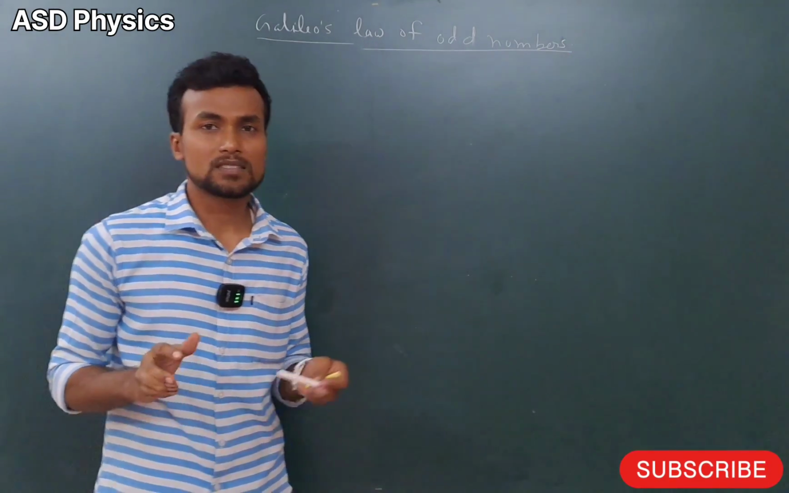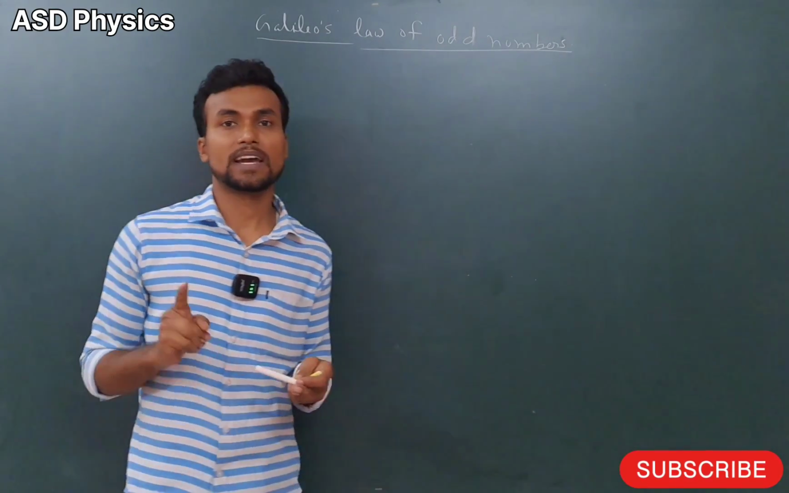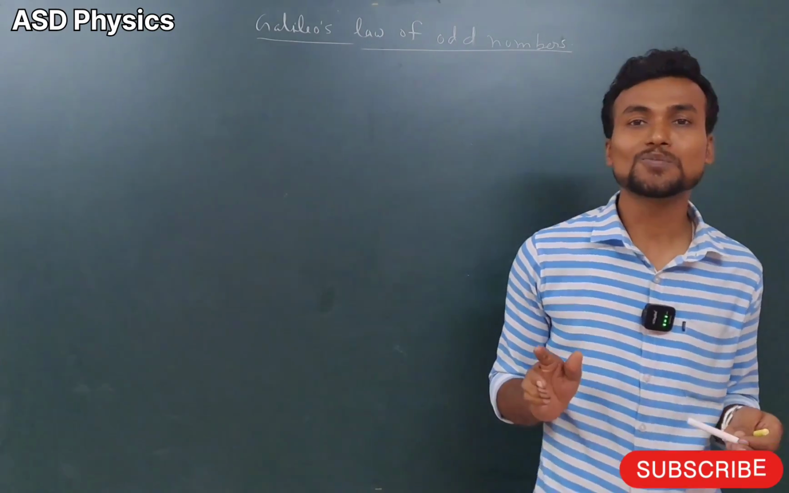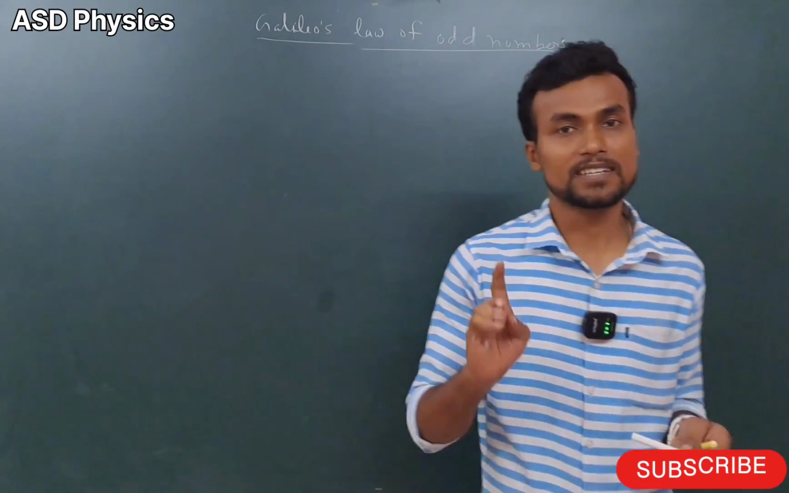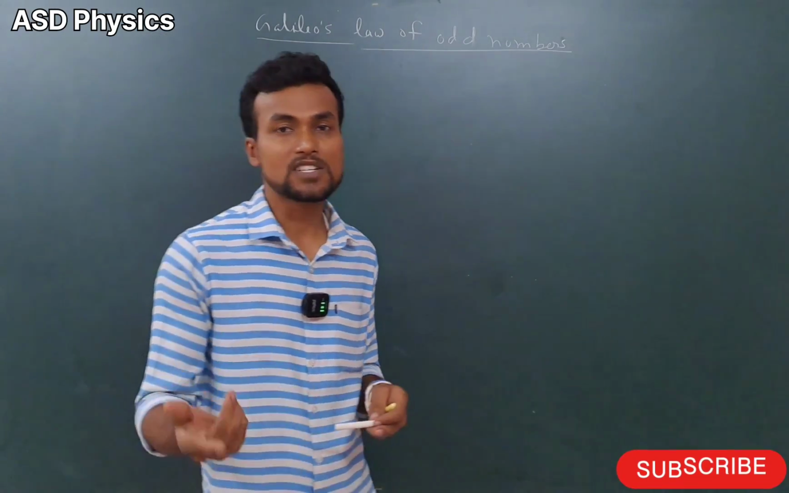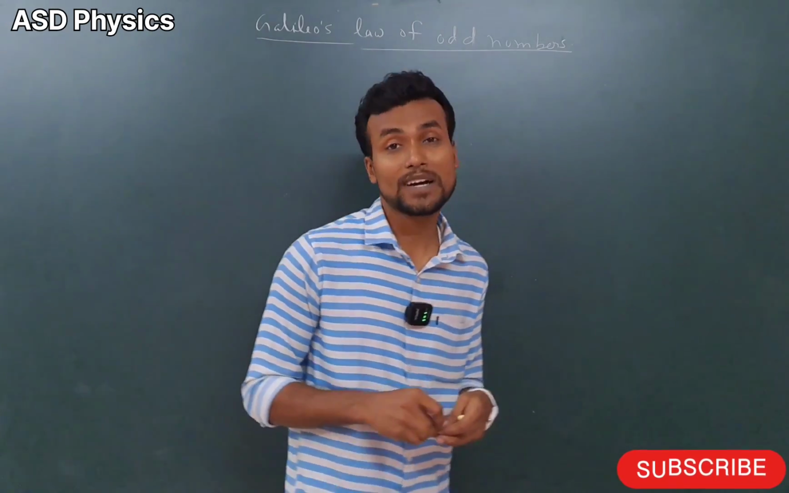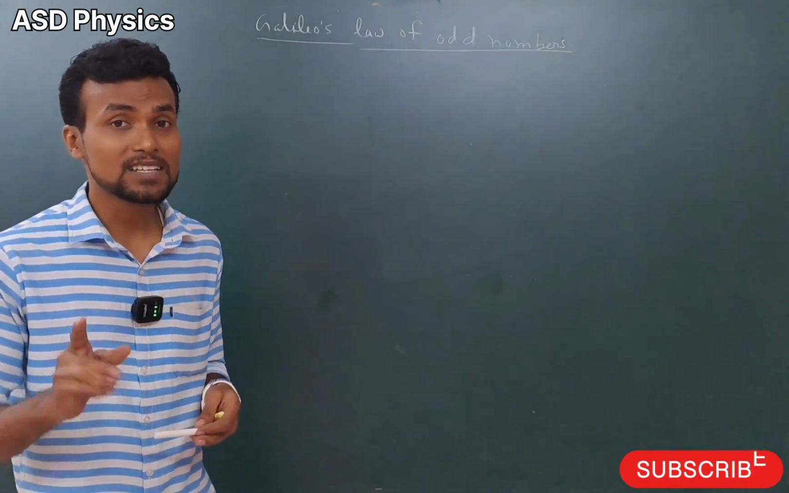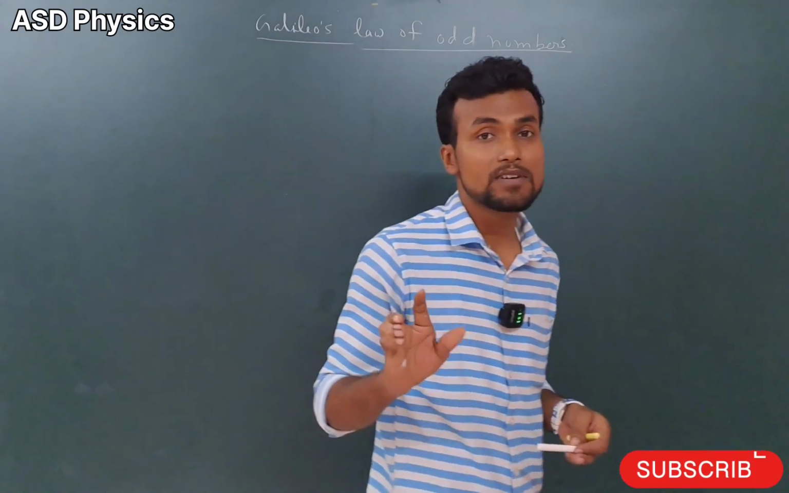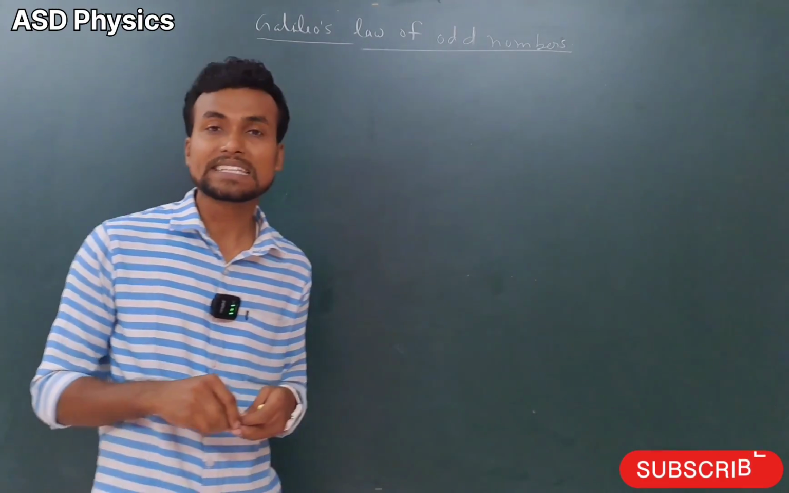So my dear students, to understand this law you should know the equations of motion, and I think you know them very well. How many equations of motion are there? There are 3. For your reference: v equal to u plus at is the first equation, s equal to ut plus half at square is the second equation, and v square equal to u square plus 2as is the third equation. To understand this law we have to use the second equation of motion, s equal to ut plus half at square.